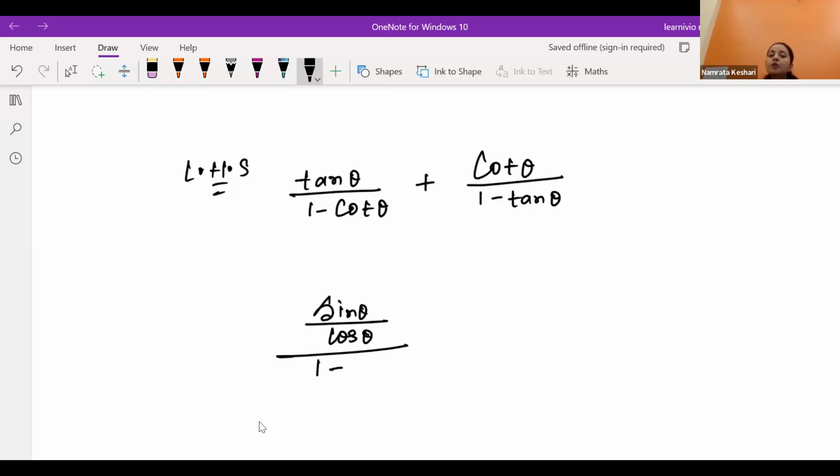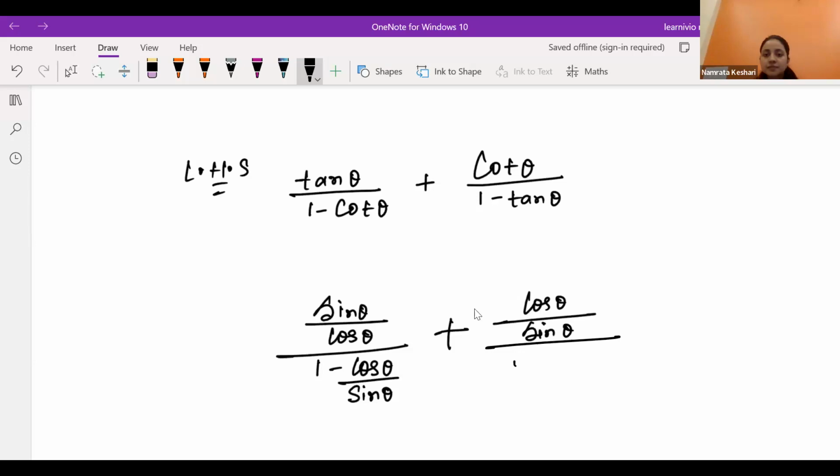You just have to keep on doing the simplification. You will get it. And yeah, the simplification part must be clear to you. If you are confused with addition and subtraction, then definitely you will get stuck over here. Cos theta by sin theta over 1 minus sine by cos.